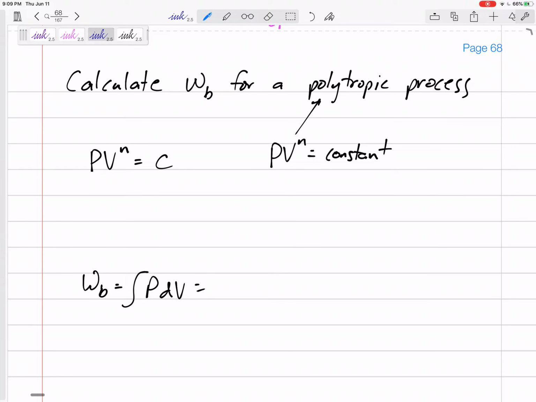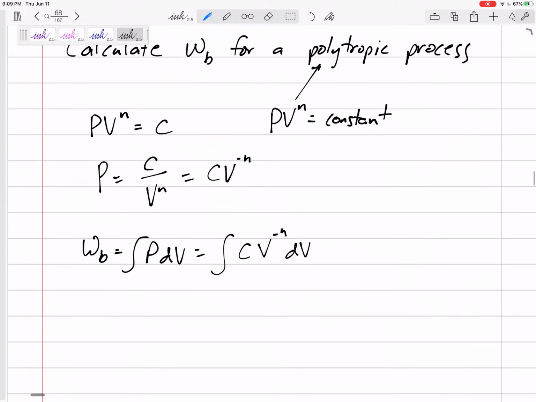It's almost like, all right, let's say that we could fit a PV to some power to our graph, to our chart. So, what if PV to some power is constant? Then we want to calculate the boundary work, integral P dV. So let's say P is constant over V to the N. Or maybe let's write it C V to the negative N. Let's do the integral of constant times volume to the negative N, integrating it with respect to V.